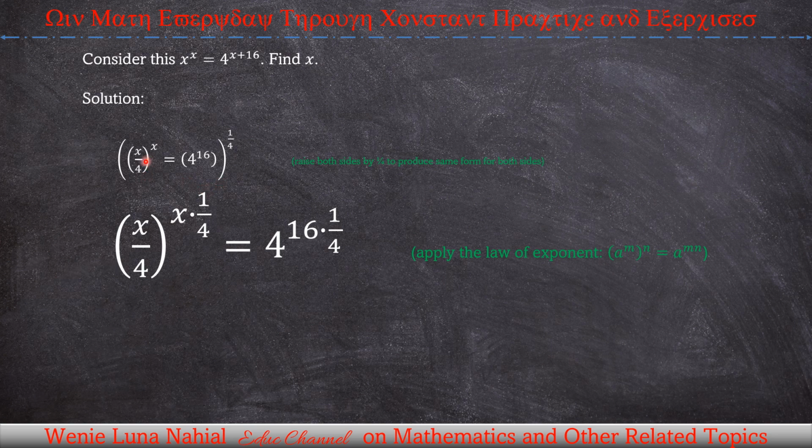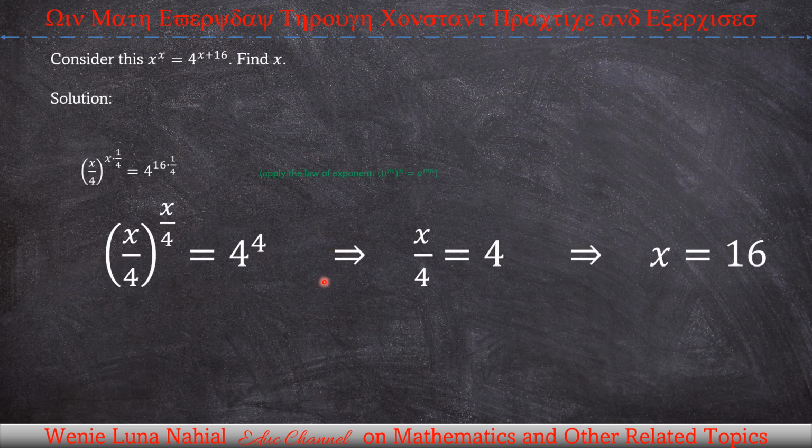This left side is raised to 1/4 and the right side is raised to 1/4. So what you will get here is x over 4, then 16 times 1/4. So you will get x over 4, then 16 over 4, that is 4.